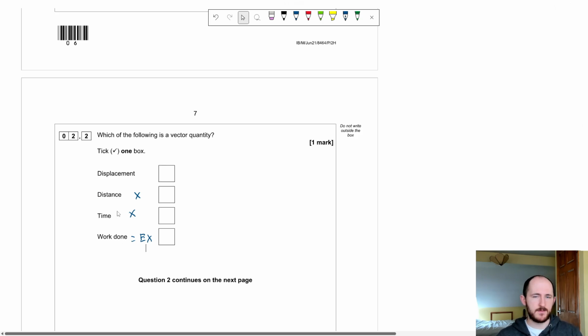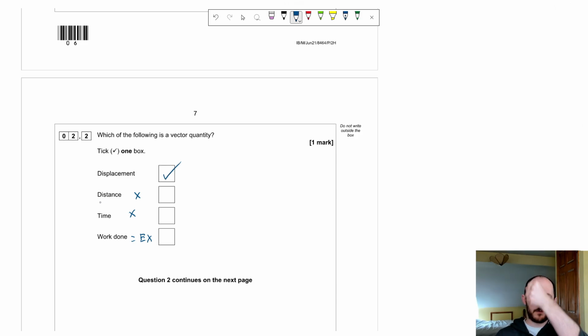We don't have negative time, right? We don't say that took you negative 10 seconds to do. With work done or energy, we don't say that's negative 50 joules. With distance, on a ruler, you don't measure negative 5 centimeters. But displacement absolutely can be negative because it's distance from a point. So you can have positive and negative displacement. That's just another way to think of it.